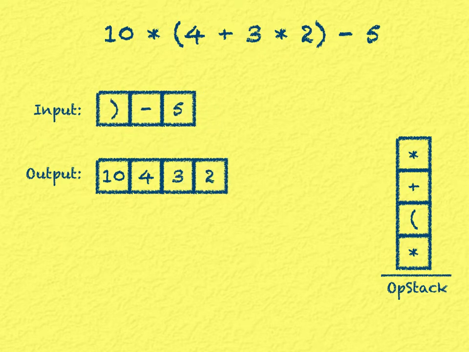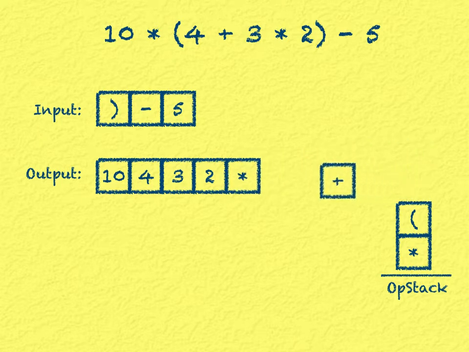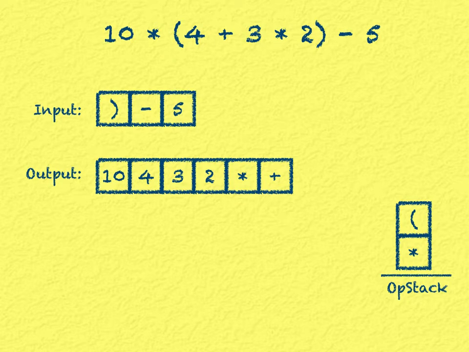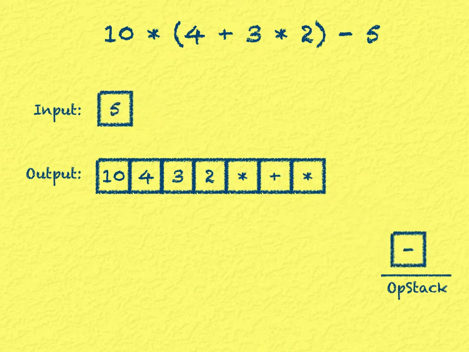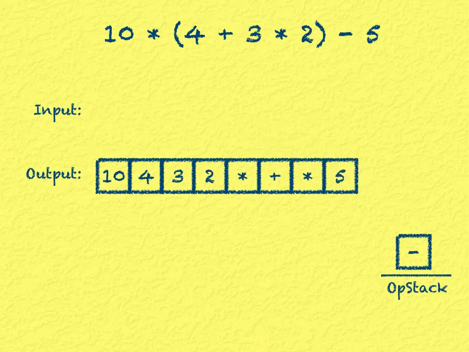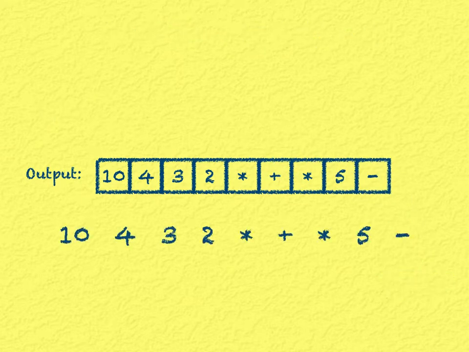Now we've met the corresponding close parentheses, so we're going to pop the stack until we reach the corresponding open parentheses. Then we're going to discard the tokens. We no longer need them. Next, we got minus. Minus has less precedence than multiplication, so we're going to pop the stack, then push minus onto it. 5 is a number, straight to the output. The input is empty, thus we pop the stack to get our final expression.